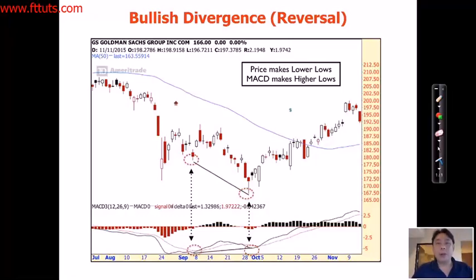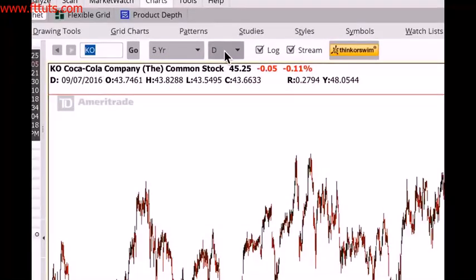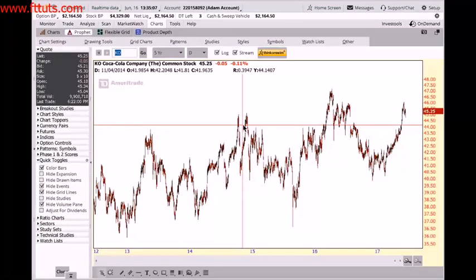All right, so now let's take a look at some charts and see if you can spot these bullish or bearish divergence patterns. Now you understand the concept of bullish and bearish divergence. Let's see if you can spot them on some price charts. What I have over here is the price chart of Coca-Cola, and I'm looking at the last 5 years of daily candles. The first thing to do is to put in one of the indicators I can use to spot divergence patterns.